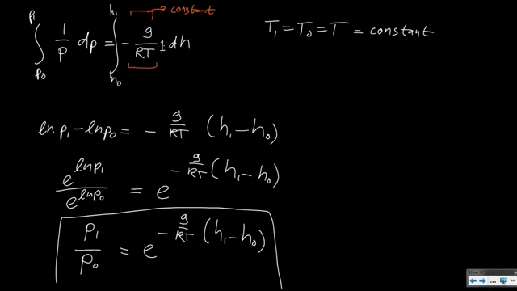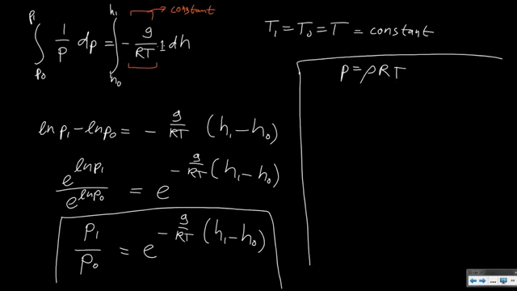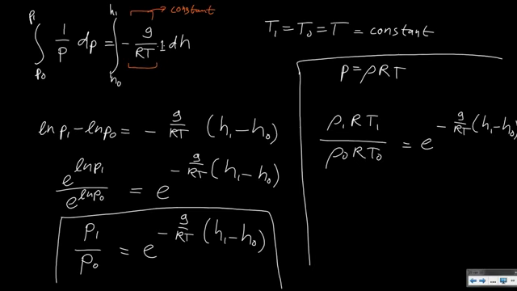That was for pressure. What happens for density? Well, for density we substitute again P by rho RT. So it means that we get rho1 R T1 divided by rho0 R T0, which is the same as P1 divided by P0, equals e to the minus g over RT times (h1 minus h0). What happens now?